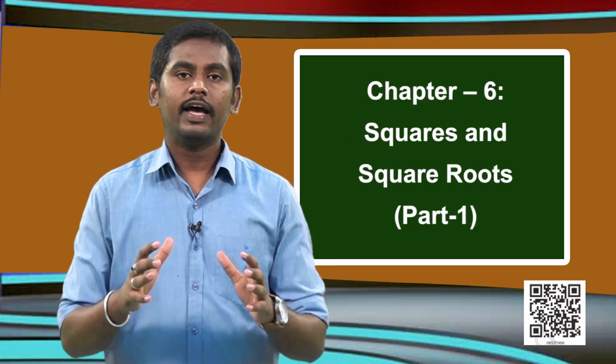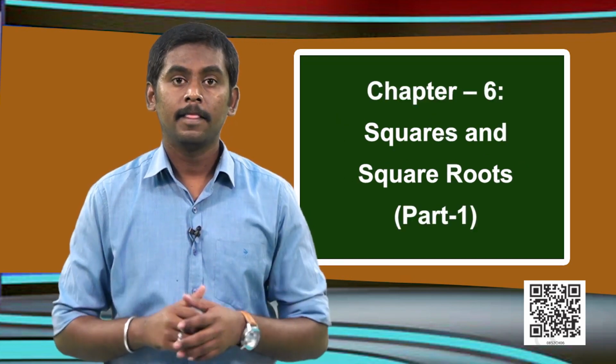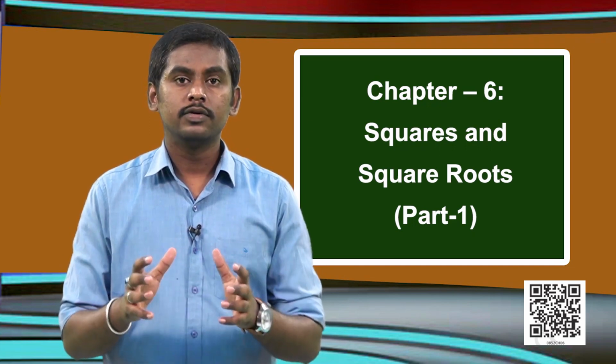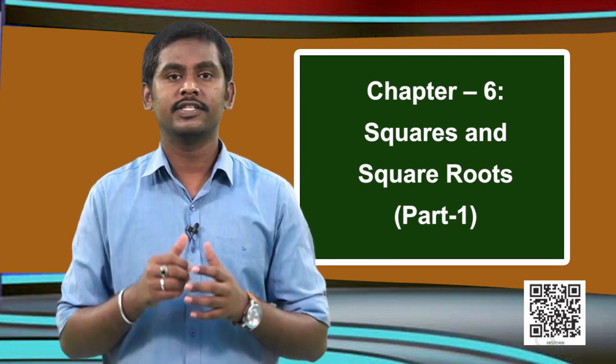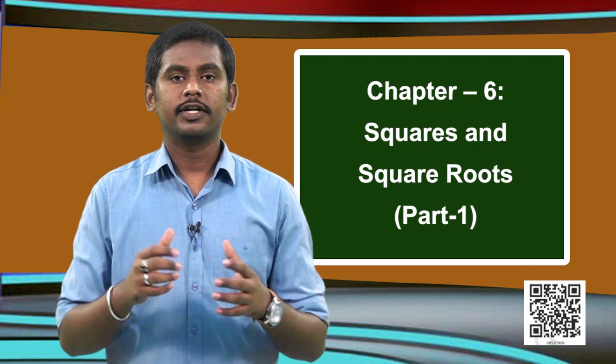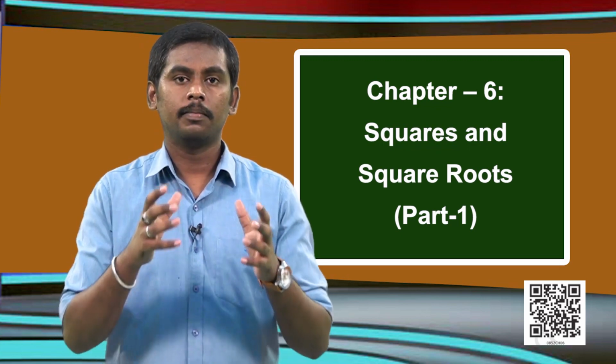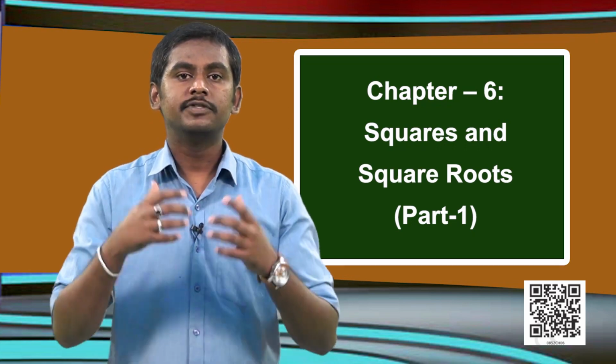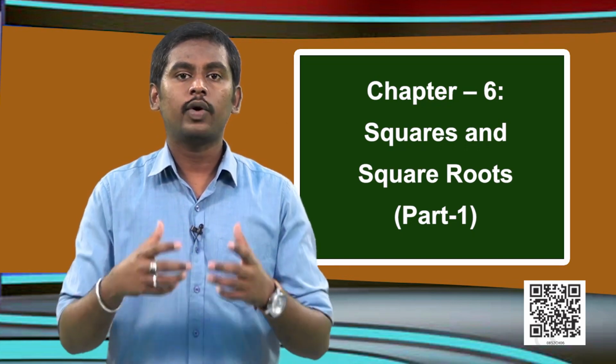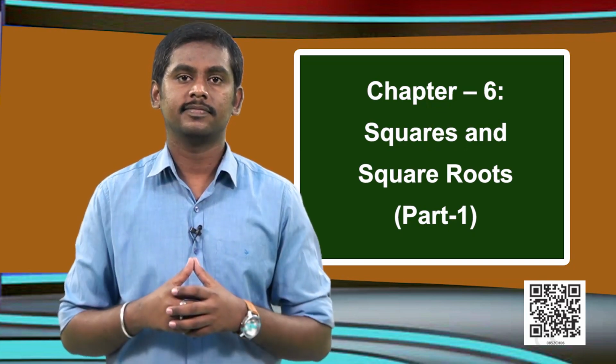Students, we have seen what square numbers are. Now, let us try to observe some of the properties related to these square numbers. Let us try to observe the squares of numbers from 1 to 20. Observing the squares, let us try to identify some of the properties.